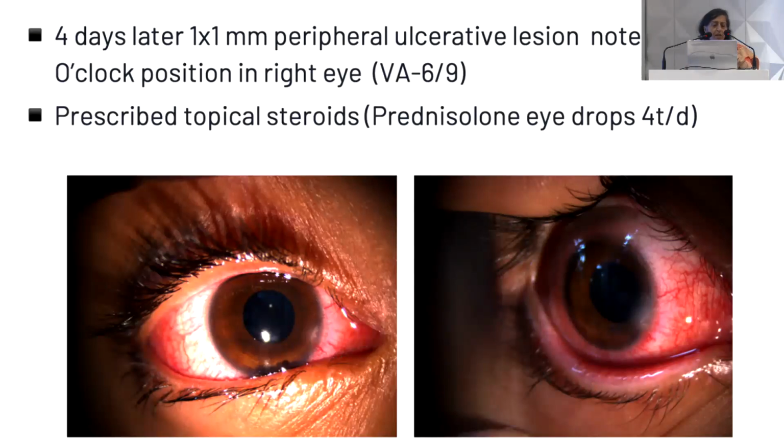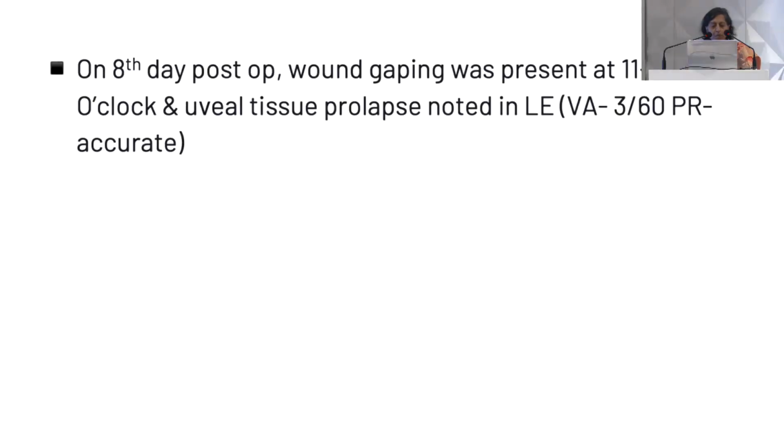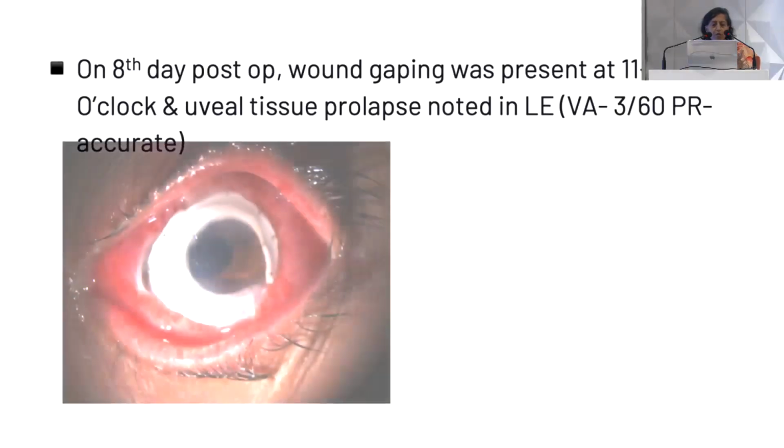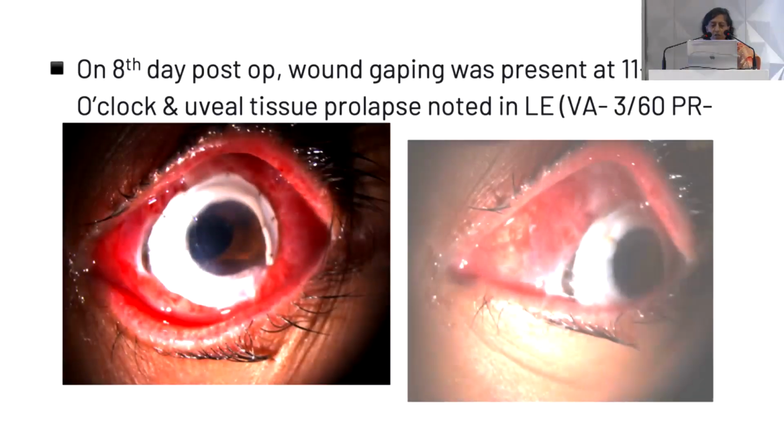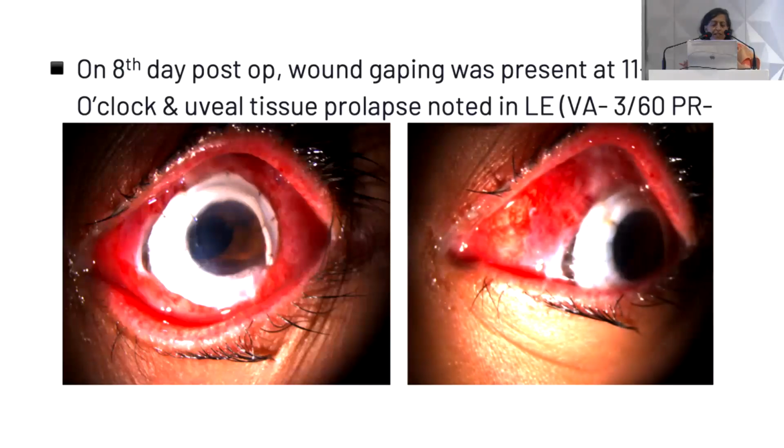For which we now started topical steroid. But by then we knew that it was an immune inflammatory disease. And then on 8-day post-op, she came with a wound gaping again at 11 and 1 o'clock position in the left eye. As you can see, if you remember the video, a corneal graft had been put peripheral to the scleral graft. And so that was done.